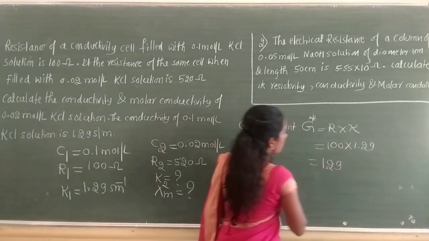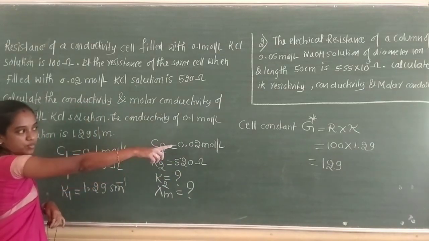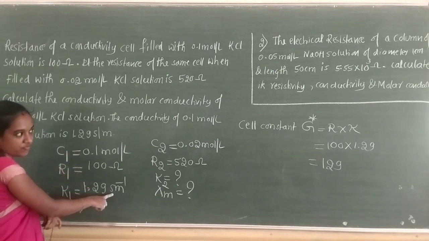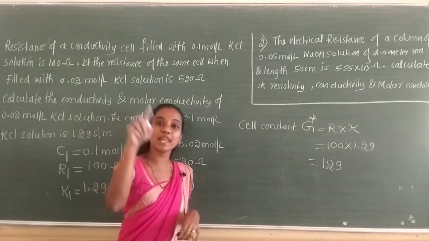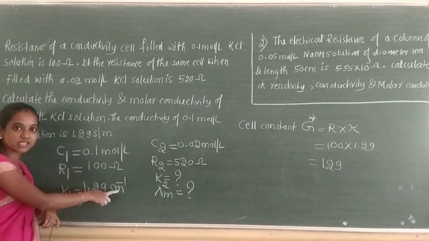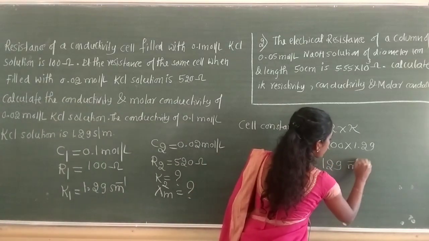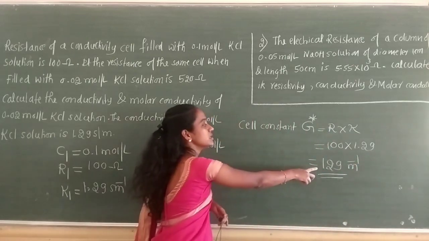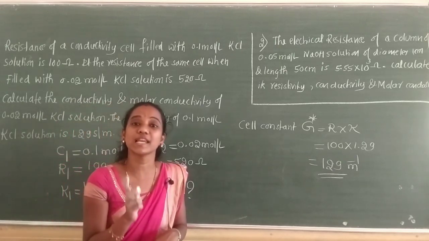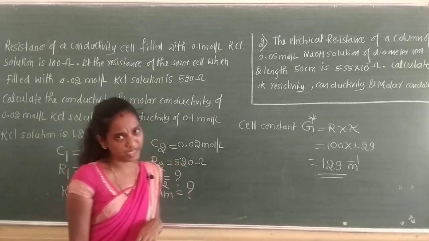129. What is the unit? Since resistance is in ohms and kappa, that is conductivity, is in Siemens meter inverse, but the cell constant we know is L by A. Since length is in meters, that means meter divided by meter square, it is meter inverse. So this is the cell constant. The same value can be used in both cases because the conductivity cell is the same. So the cell constant value is 129 meter inverse.